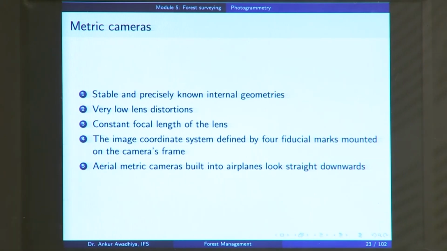The image coordinate system is defined by 4 fiducial marks mounted on the camera's frame, so that you know the coordinate system, and the aerial metric cameras built into the airplanes look straight downwards. There is a completely vertical orientation of these cameras. So, a metric camera is a camera that is designed to take measurements. So, the images are very standardized and it is easier to take the measurements.